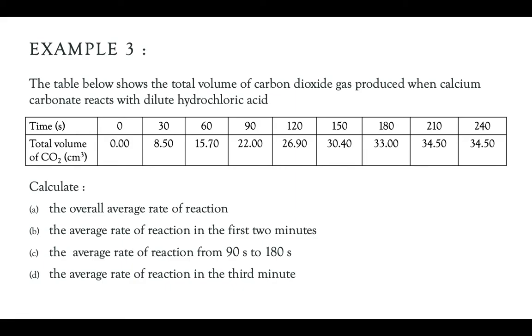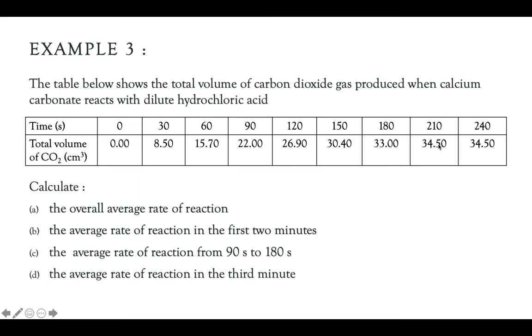Okay, so jom buat sama-sama. Overall average rate of reaction ni kita akan ambil the total products formed over total time taken. So maksudnya kalau tengok total of carbon dioxide produced ni daripada 0 increases until pada masa 210 second ni dia dah constant, dia dah stop to produce 34.5. Okay, maksudnya total of the carbon dioxide produced is 34.5 cm3.